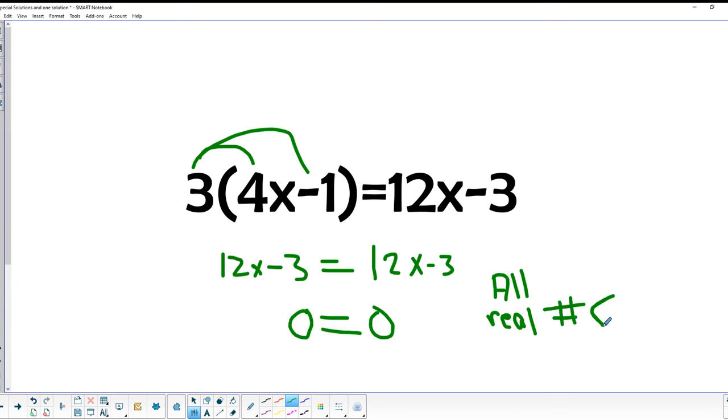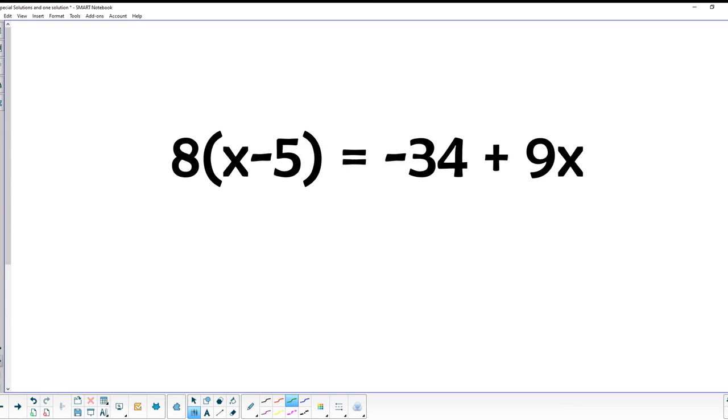All right, so that's how you tell, if you've got the same thing on each side, basically. No matter what you put in for x, you'll still get the same answer on each side. All right, let's try this one. So we got 8 times x. You get 8x. 8 times minus 5 is minus 40. And then we end up with negative 34 plus 9x.